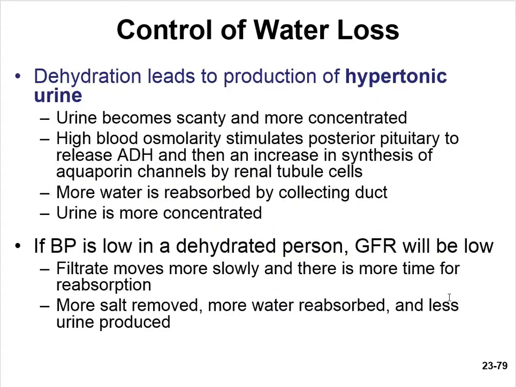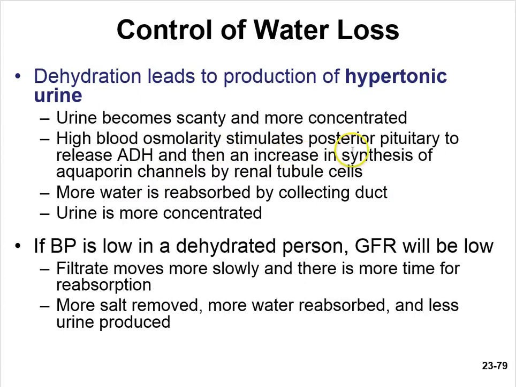When you're dehydrated, you have hypertonic urine, or very concentrated urine, a high amount of solutes and wastes. It becomes more scanty, as they say here, more concentrated. And the high blood osmolarity, because you're dehydrated, you don't have as much fluid in the blood, it's hypertonic.